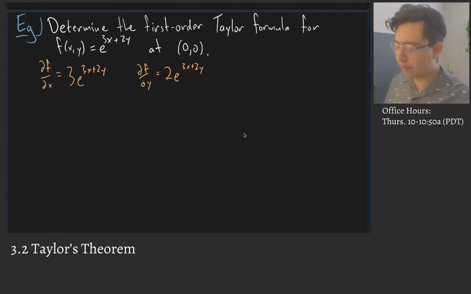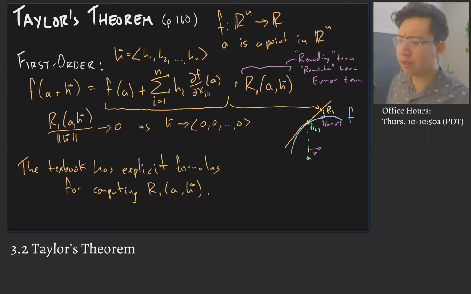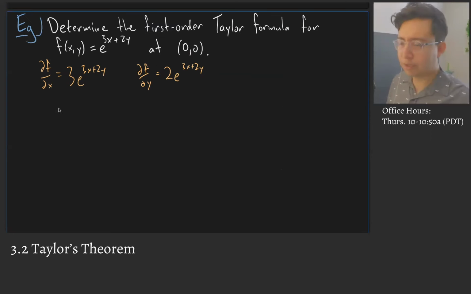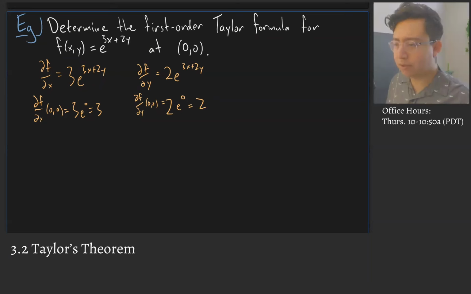Okay. So those are the two partial derivatives. What else are we going to need? Well, we're actually going to end up plugging that point a into these partial derivatives and also into the original function. So at a, at the origin, a is 0, 0. So at 0, 0, this is going to be 3e to the 0, so that's just 3. And then over here for df dy, again at the origin, this is 2e to the 0, and so that's just going to be 2.